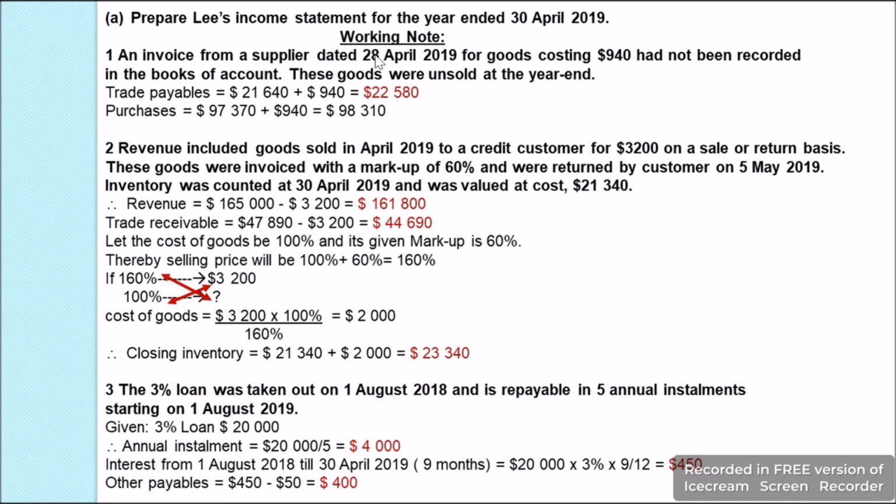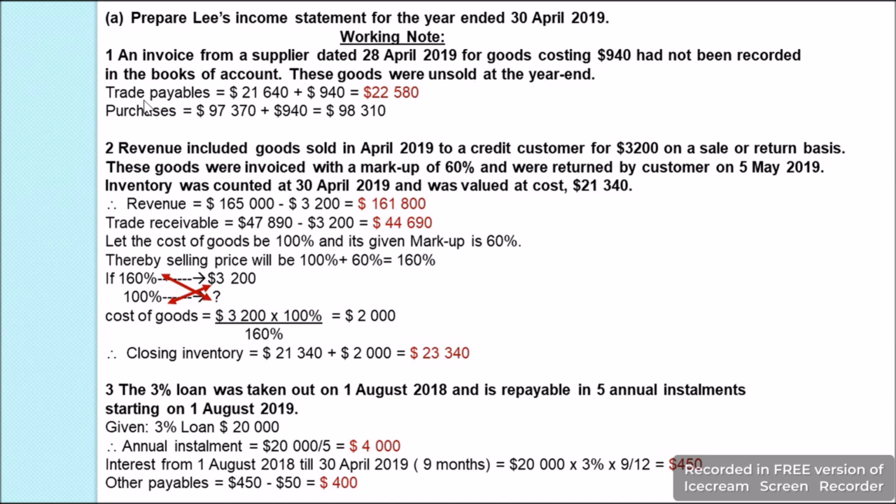We have the information which was given as an invoice from a supplier dated 28 April 2019 for goods costing $940 that had not been recorded in the books of account. These goods were unsold at the end of the year. So this is an error of omission, where we have not added this to the suppliers, that is, we have not increased our trade payables, as well as this will be a part of purchases which has not been recorded. As we have completely omitted this invoice, we are going to rectify this.